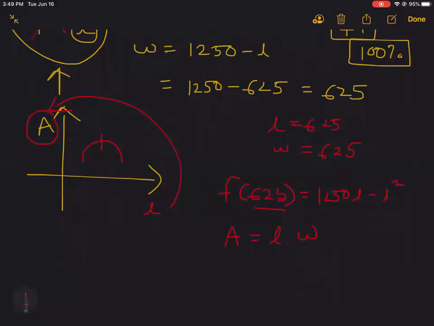625. And I'm just trying to get the functional value. So either way, you will get this result, 390,625. If you just plug in the value, you'll get this result. Either way, you'll get the same result, no worries. That's the geometric one, that's the algebraic one.